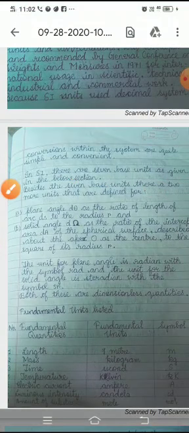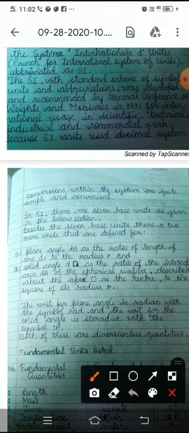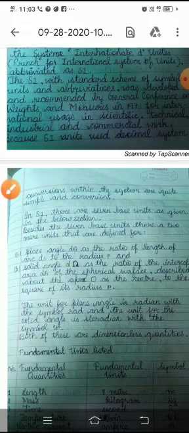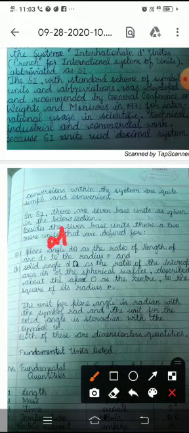Besides the seven base units, there are 2 more units that are defined. First is the plane angle, called d theta. It is the ratio of the length of arc to the radius r. d theta is the ratio of the length of arc, that is ds, upon radius r. So ds upon r is equal to d theta.